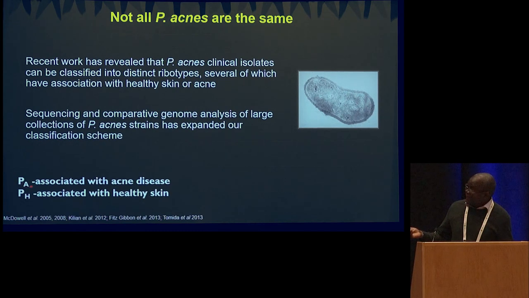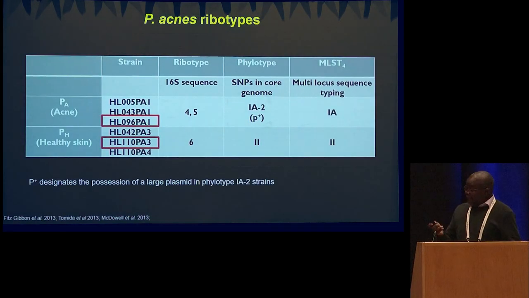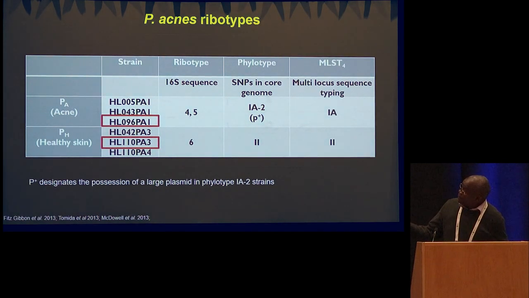Moving forward, I'm going to be using these terms, PA, for strains that are associated with acne disease, and PH, for strains that are mainly found on people who have healthy skin. So these are the strains that we chose for the study. I chose three PA strains that are highly prevalent in people with acne disease, and we also selected another three strains that are mainly found in people with healthy skin. This classification is based on the 16S ribosomal DNA, so you can classify these strains into different ribotypes. You can also classify them into phylotypes, based on single nucleotide polymorphisms, and into different types using multi-locus sequence typing, which is based on four genes.